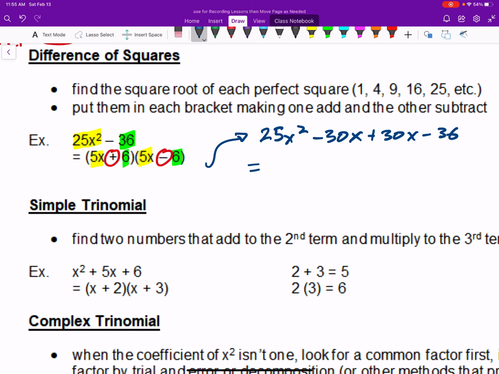When I collect my like terms, you can see that I've got two like terms in the middle. They're the same number, opposite signs. They cancel out. All I'm left with is 25x squared minus 36. And that gets me back to what I started with. So, difference of squares. You recognize it by having two terms with a minus sign in between them, and each term is a perfect square.